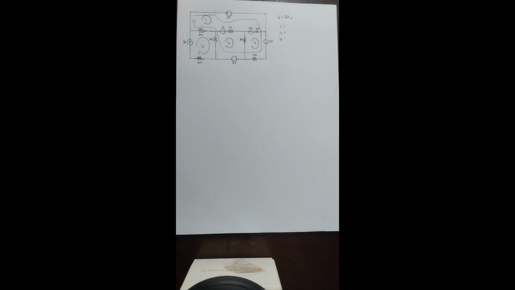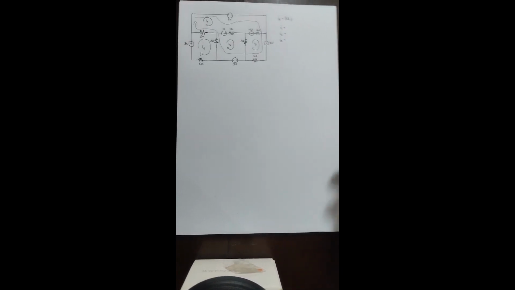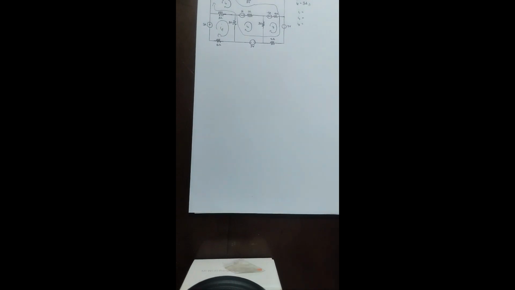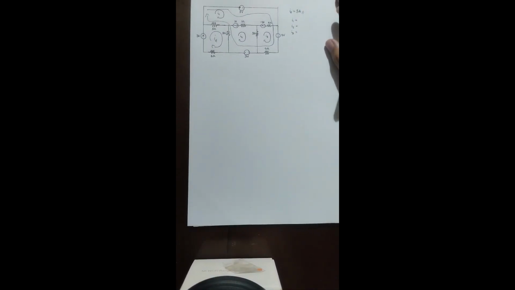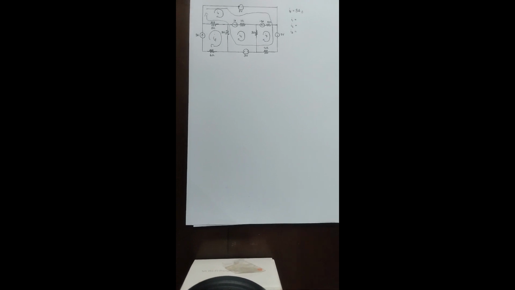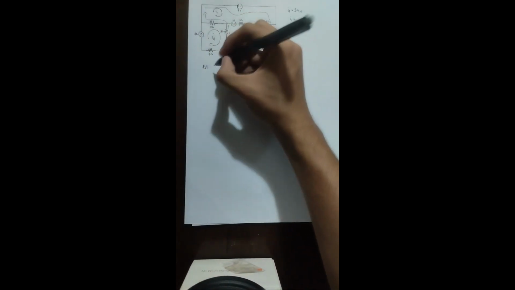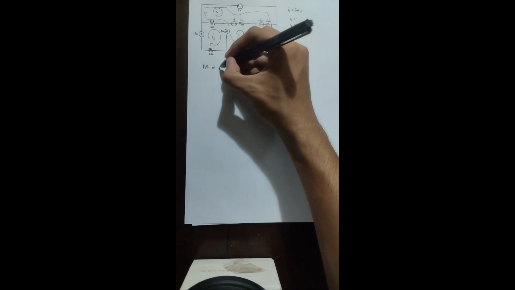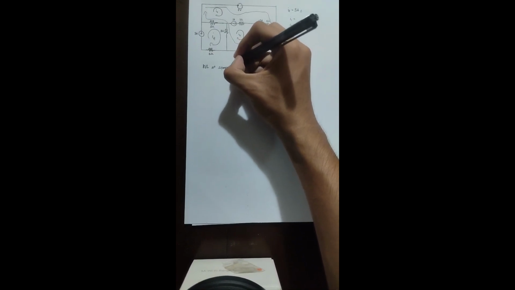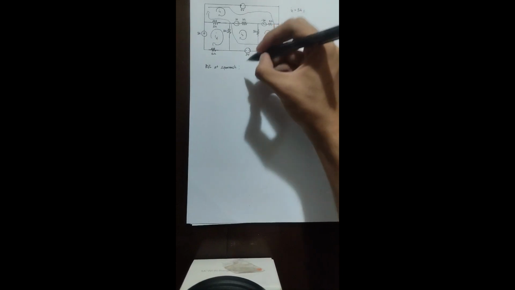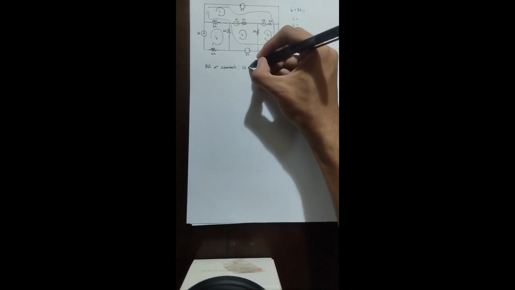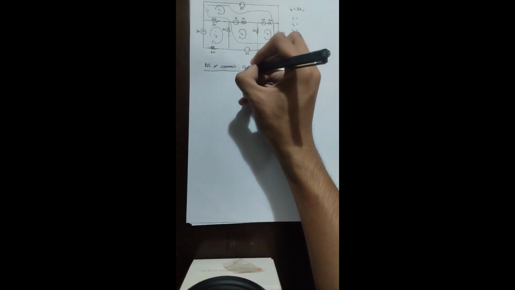Now using our Supermesh, we can find an equation. So to find the equation at the Supermesh, we will be using KVL, or Kirchhoff's voltage law. Now Kirchhoff's voltage law states that the sum of the voltages of the branches is equal to 0. So that's what we're going to be using to find an equation. So KVL at Supermesh, which states that the voltage of the branches is equal to 0.